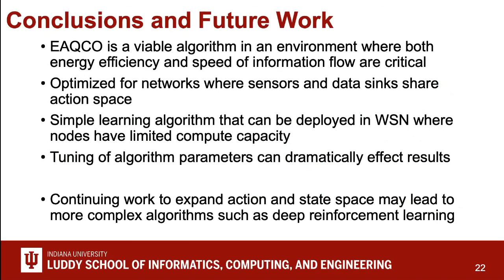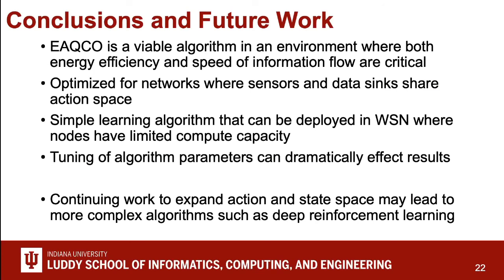So ultimately, what we found is that ECO is a viable algorithm in our environment, where both energy efficiency and speed of information flow are critical. It's optimized for this peer-to-peer sensor network that we have shown. It's a simple algorithm, so it can easily be deployed on small devices, typically where wireless sensor networks operate. There is a lot of tuning that can be done on these algorithm parameters that can dramatically affect results, and we're continually researching different tuning things.